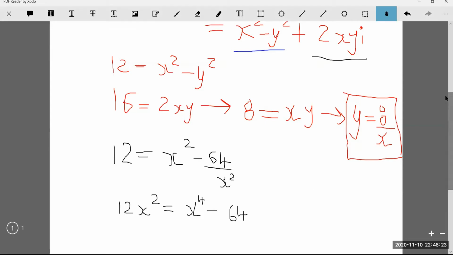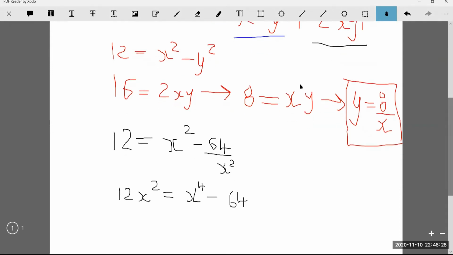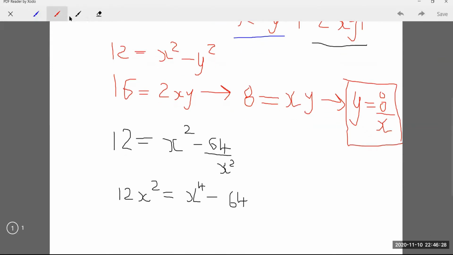Now when we get to that part, this looks like a hidden quadratic. So what we can do now is say, okay, let's bring everything to one side. We'll bring the 12x cubed over here to have x to the 4. Bring over the minus 12x squared to get minus 12x squared minus 64, and that's equal to 0 because we bring everything to one side.